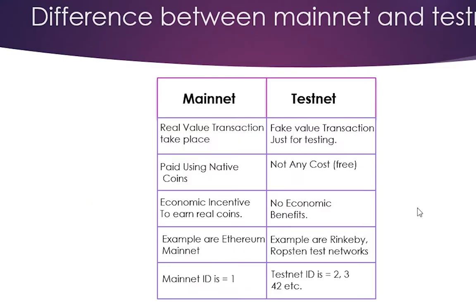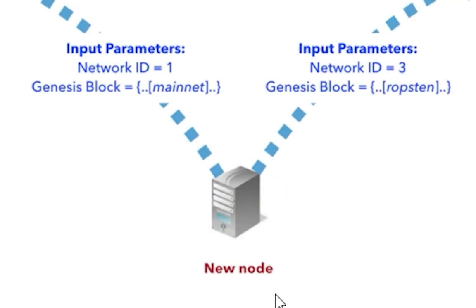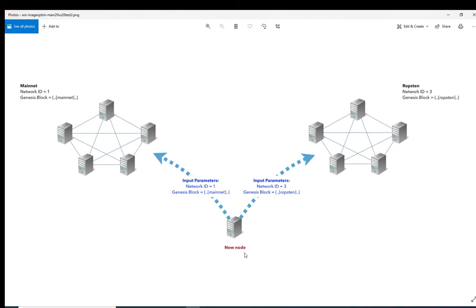MetaMask is a cryptocurrency wallet from where we can do transactions between our accounts. And the fifth point is that the mainnet ID is 1 and the testnet ID is 3, 4, etc. So what does it mean? To clear your confusion about the mainnet ID being 1 and testnet IDs being different, I have an image to show you. That's the image when a new node wants to enter the chain of many nodes.